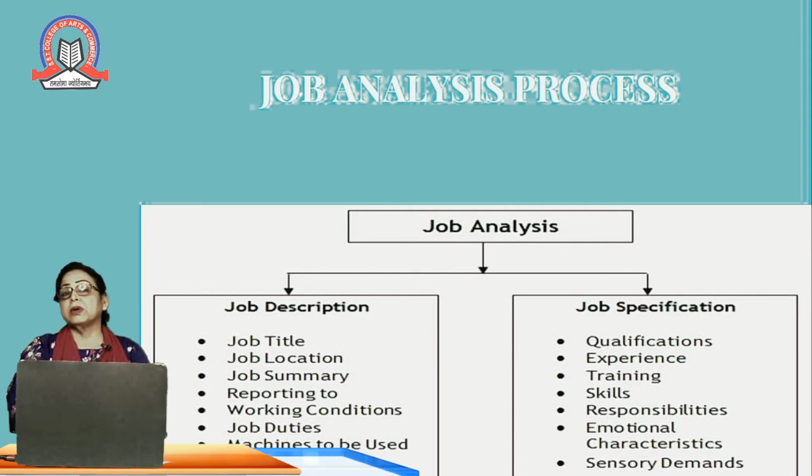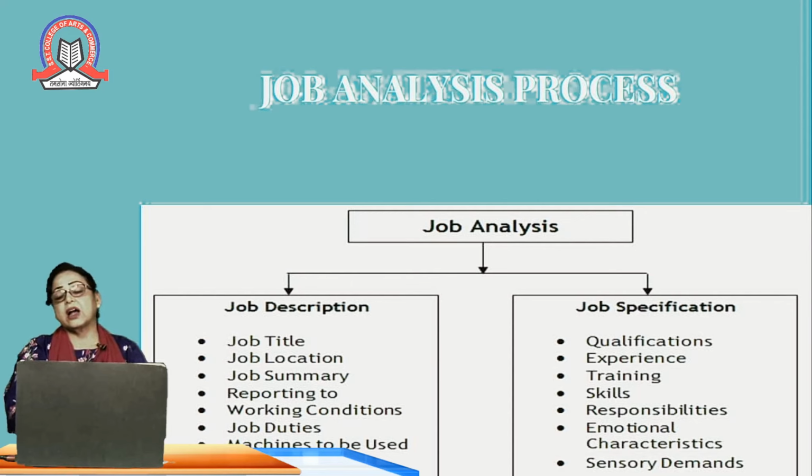Next is job summary, summarizing the job requirements and the details of the job. Next is reporting, to whom the person is supposed to report. If he is being appointed as assistant manager, he is to report to the manager. Working conditions. What would be the working conditions? What would be the working timings? Etc. Everything is to be described under the title job description.